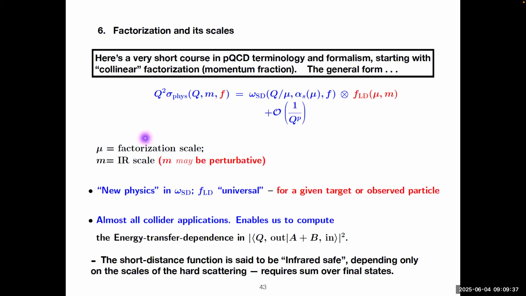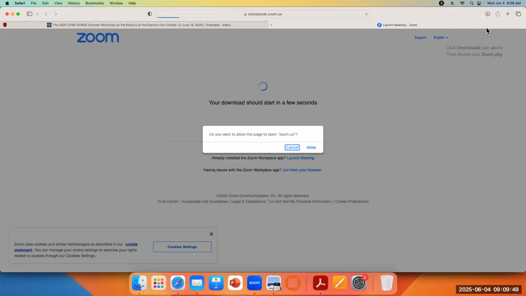In a factorized cross-section, these take the form of a short distance cross section, that's omega sub SD, something we can calculate in perturbation theory.